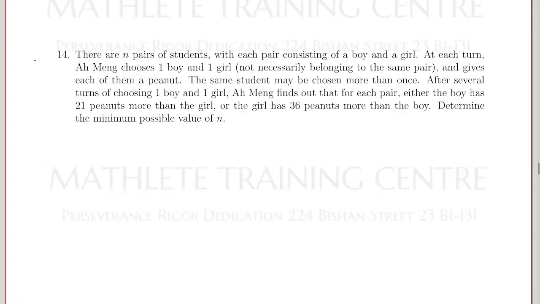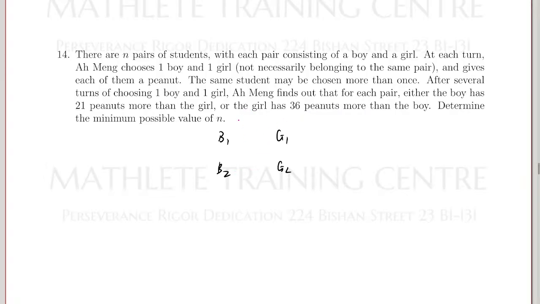Okay. How to understand? In fact, for one thing here, you can ask yourself, can there be two different values of peanuts for boys and also two different values for girls? So let's discuss that. If there are two different values of peanuts for boys and two different values of peanuts for girls, that means one of these will be B minus 21, or one of these will be B plus 36, because the girl will be 36 more than the boy.